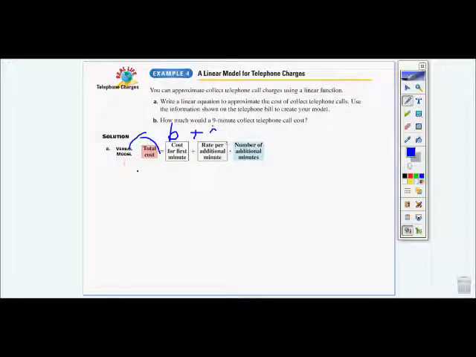Oh, that's not legible at all. MX, because that's going to be the rate. So we don't know the total cost, but I can tell you from the phone bill on page 275 in your textbook that it says the cost for the first minute is going to be $3.44. That's going to matter. That's going to always be our constant. So I'm going to put that in there.